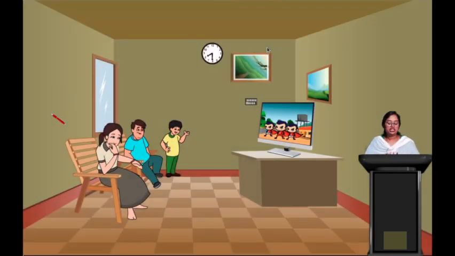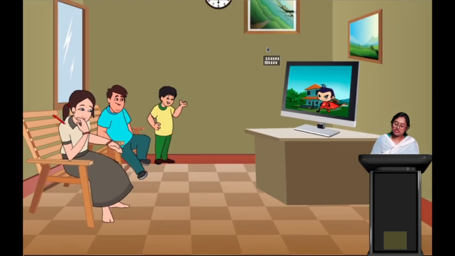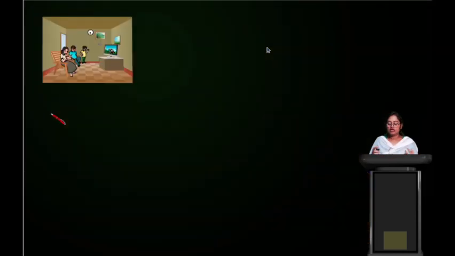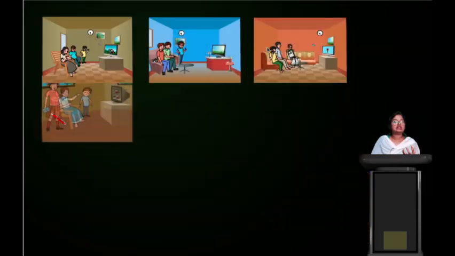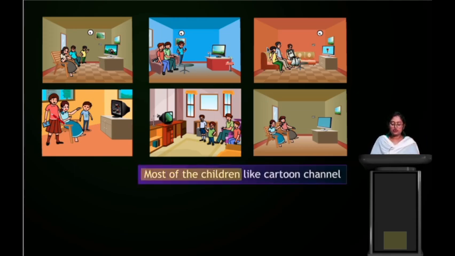So children, here you can see the kids are watching the cartoon channel, isn't it? Yes. So here Sangeeta's daughter likes to watch the cartoon channel. So when we conduct a survey, we come to know that most of the children like to watch the cartoon channel. Here you have to observe one thing: most of the children. So most is the important word here.